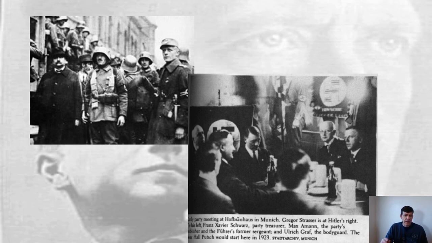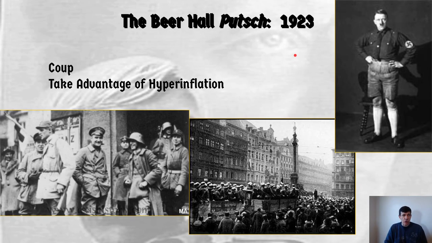They actually organized this attempt to coup at another beer hall that was destroyed actually in World War II. And that is why this attempt to overthrow the government is going to be called the Beer Hall Putsch. And this was to take advantage of German hyperinflation. And so with that, there is a very good picture of Hitler.